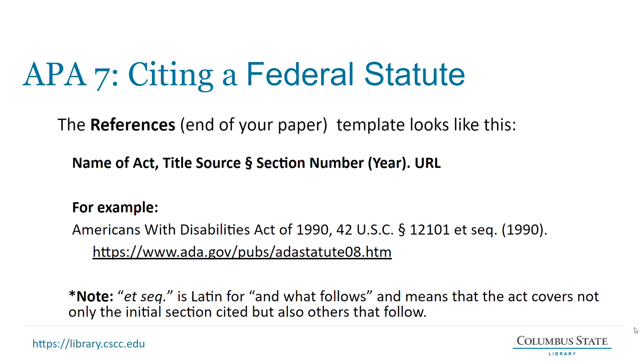Here's a reference list example for the federal statute Americans with Disabilities Act of 1990. Americans with Disabilities Act of 1990, comma, 42 USC, section symbol 12101, et seq., period, parentheses, 1990, close parentheses, period, URL. Note, et seq. is Latin for "and what follows," and is a way of showing that the act covers not only the initial section cited, but also others that follow.